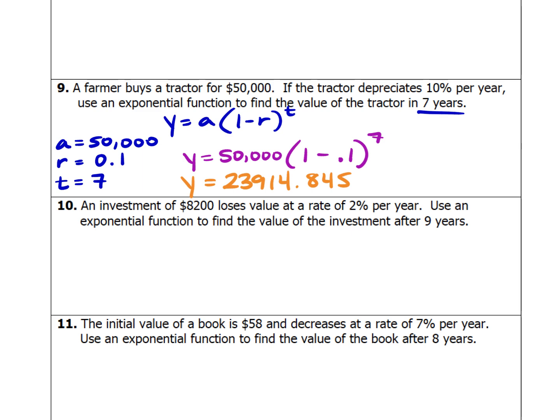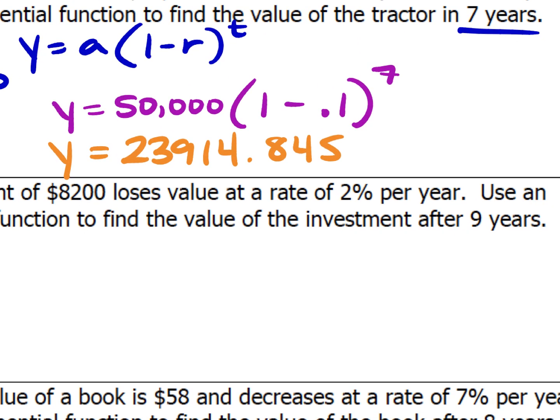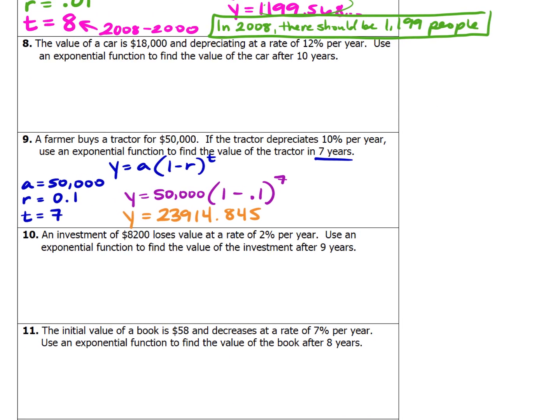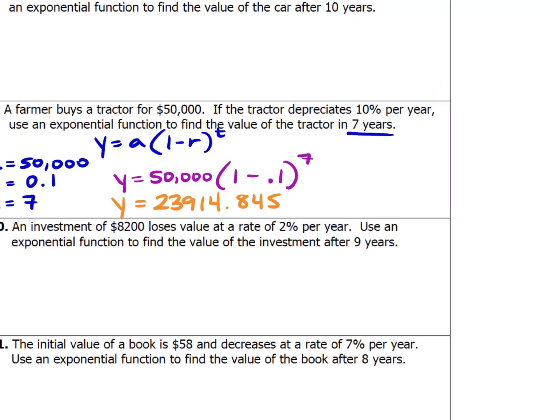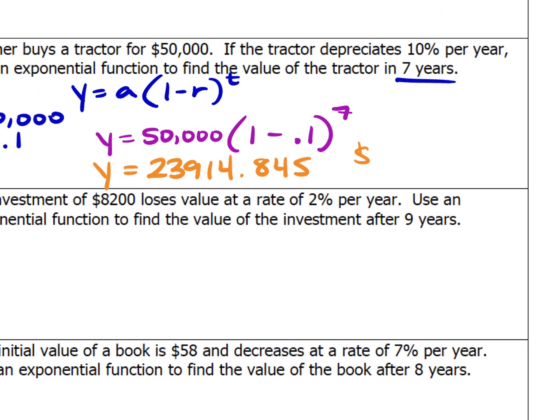Okay, what does this mean? What does that 23914.845 represent? A long number. Money. It's the value of, what was it? A tractor, okay? So if this is the value of a tractor, this is not a good answer. What's a good answer? 23,914.85.